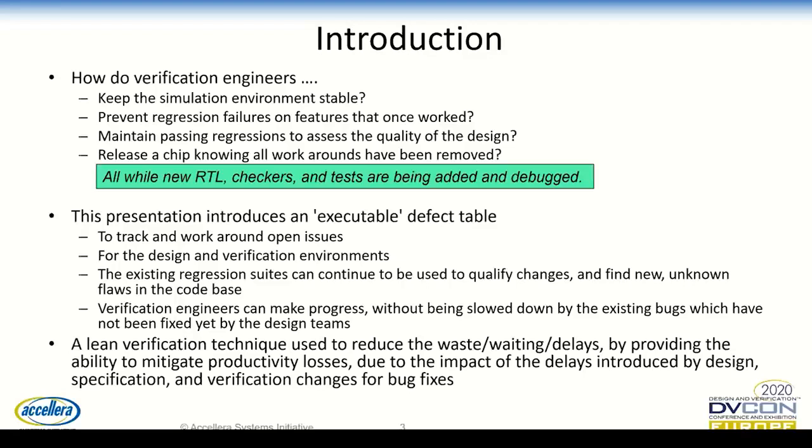What does this mean? I'm sure we've all been in a place where we had a regression running, the pass rate was pretty low, we had a lot of tests failing, and guess what? That stops us from, or slows us down from finding bugs. So sometimes you wish the regression rate was like 100%, but it's not always possible. But with this technique, you can do that. So the verification engineers can make progress again, without being slowed down by the bugs which haven't been fixed yet by the designers.